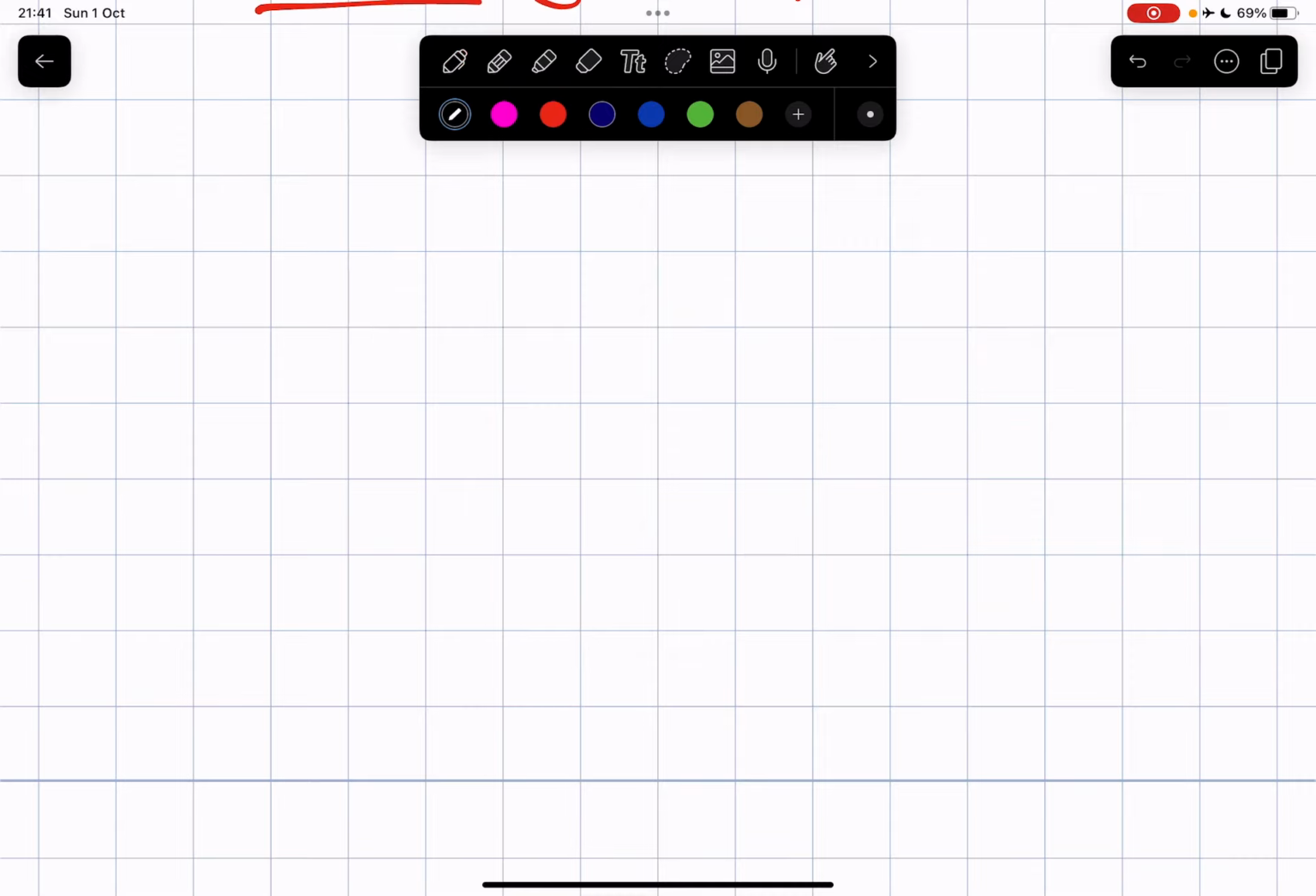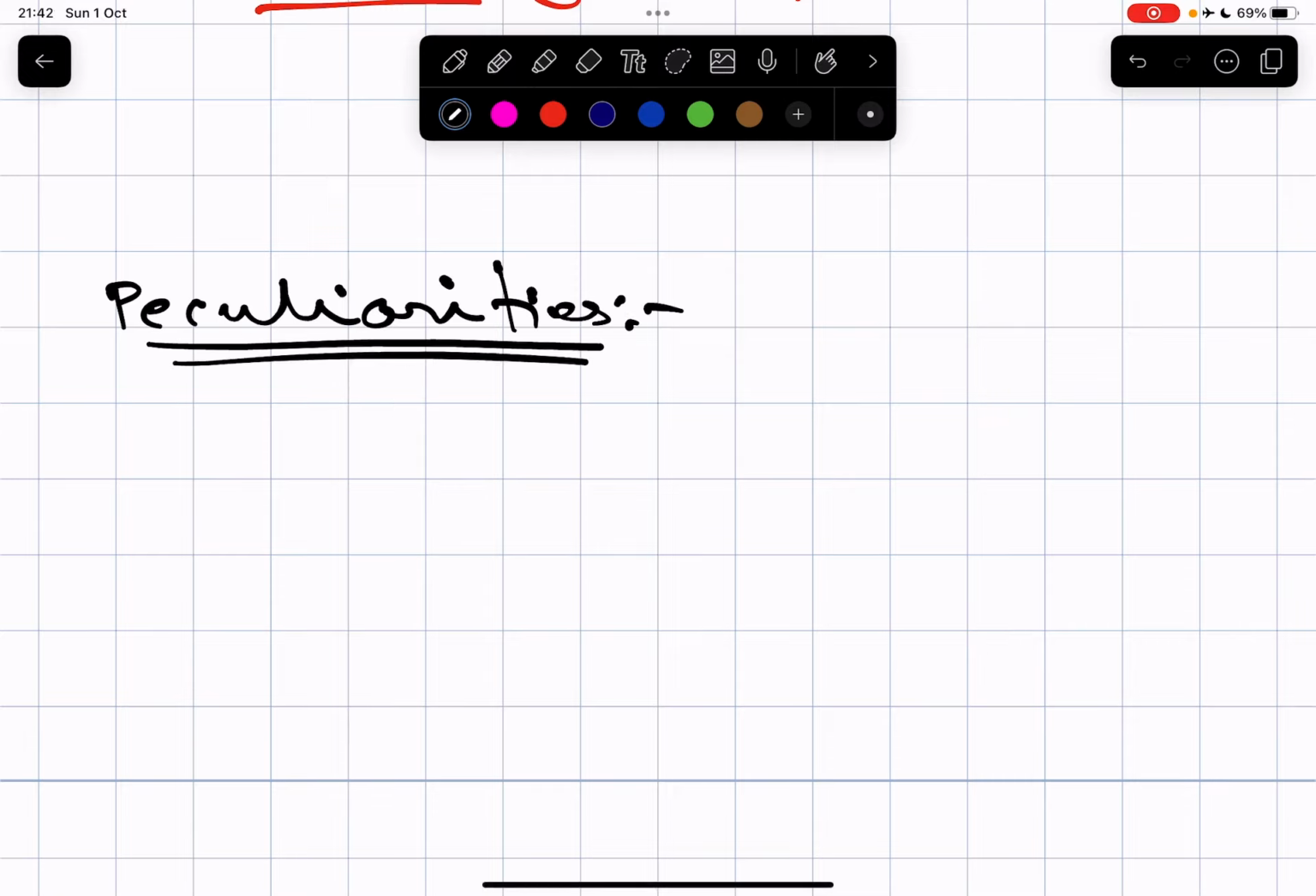Next, let us talk about the peculiarities of the clavicle. I started with the peculiarities, and I lost it somewhere. Anyway, we'll come back to the peculiarities. So it's a long bone, no doubt. A long bone is any bone that has two ends and a shaft. So the clavicle also has two ends and a shaft. So it is a long bone, but it is referred to as a modified long bone.